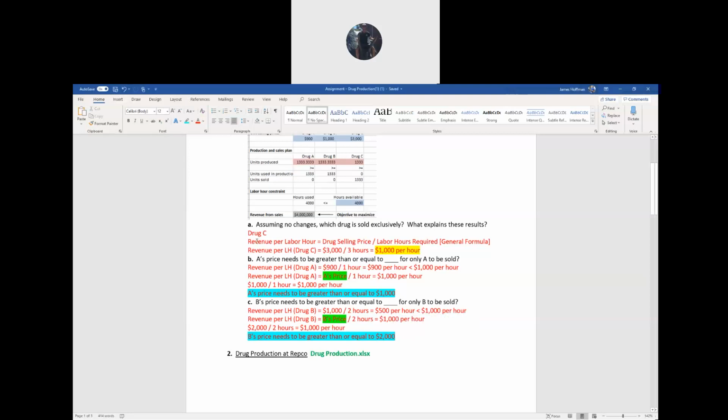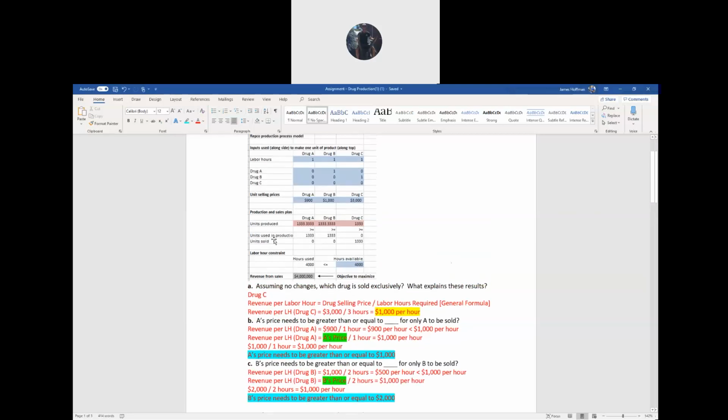Okay, so you can kind of see what we've done here is currently, without any changes, the most profitable drug in terms of revenue per labor hour was drug C. And we tried to figure out if something happened to the demand or the market for these other drugs, what's the tipping point at which those would be comparable or better.